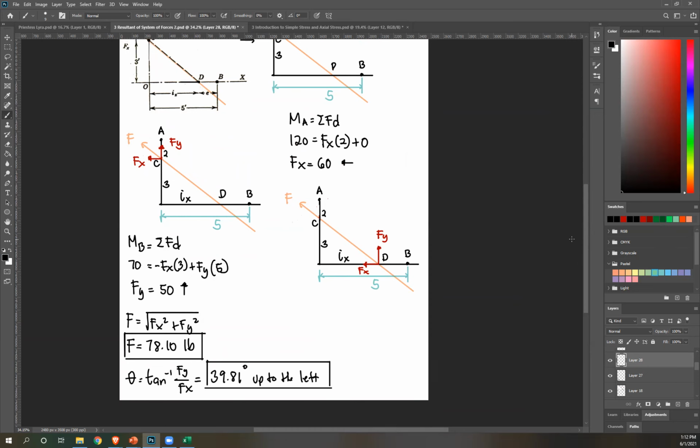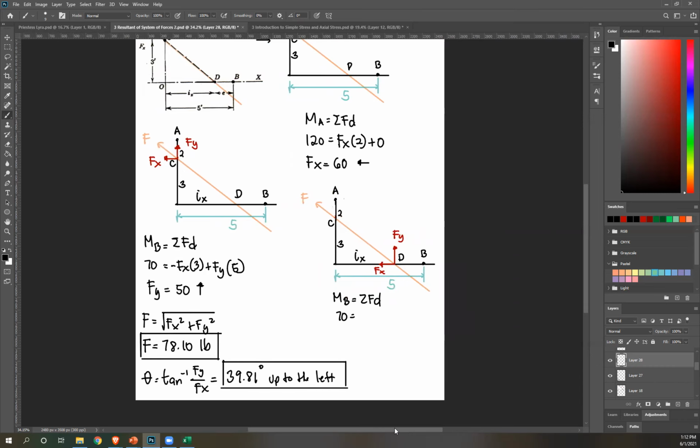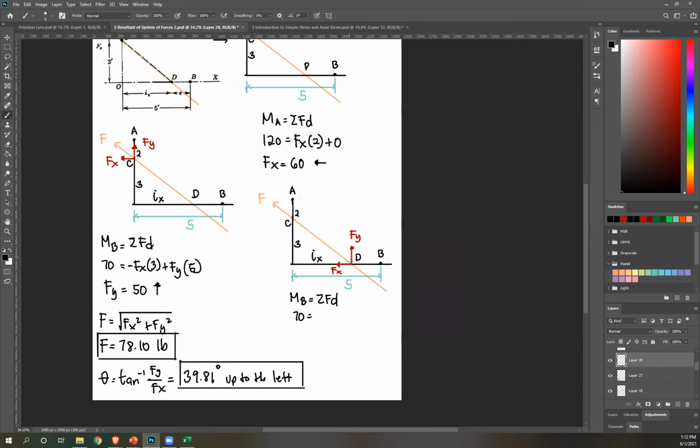You can also use moment about A. You should get the same answer, but let's try using the moment about B. MB is equal to summation of forces B. Okay, same equation. MB again is 70. However, here we took our component at this point. In this scenario, we're taking our component at point B. So our equation will be different.